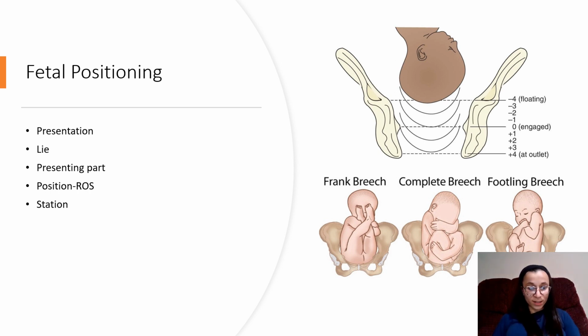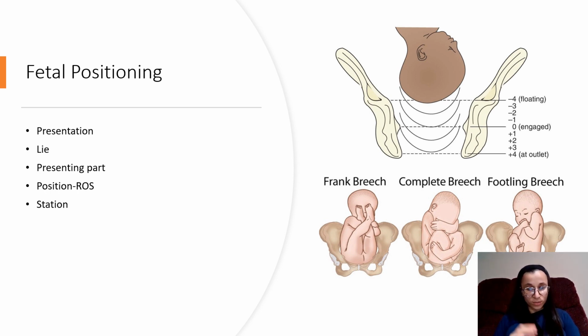The presenting part is basically the part of the fetus that's closest to the cervix, which part is presenting, coming out. The position. So the optimal position, like we see over here, is ROA, so the right occiput anterior. So it's basically head first.